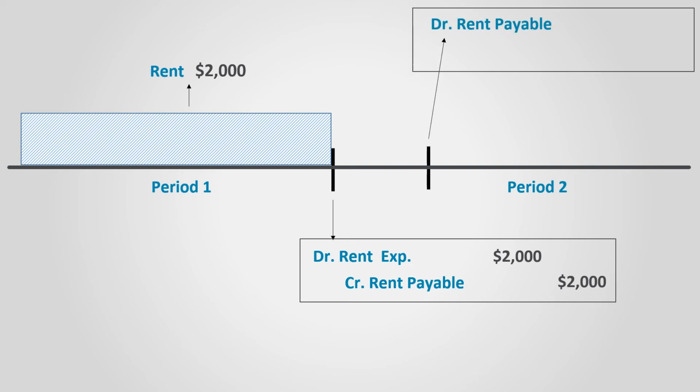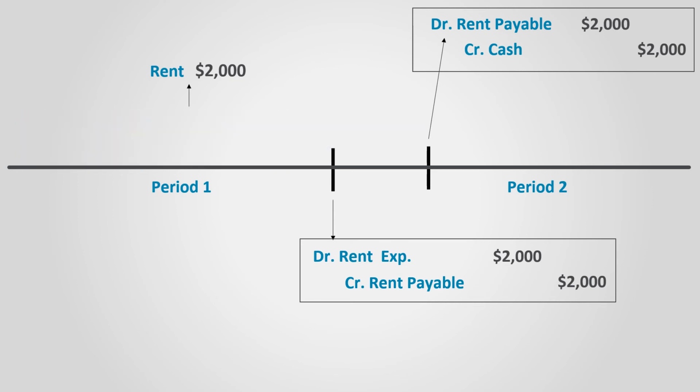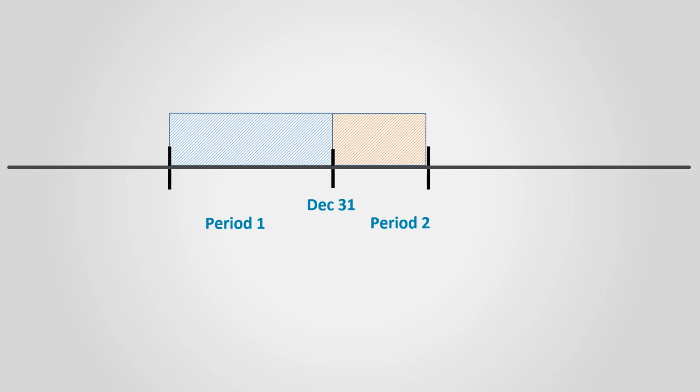Later, in the following year, when the business pays the rent, rent payable, which is a liability, decreases by debiting it and crediting cash. Another example is salaries. If the company pays the salaries on a certain weekday which happens to fall in the following period, let's assume that an amount of $4,500 is due in the current period and $1,500 is due in the following period.